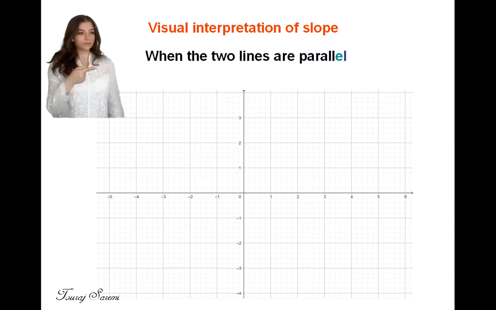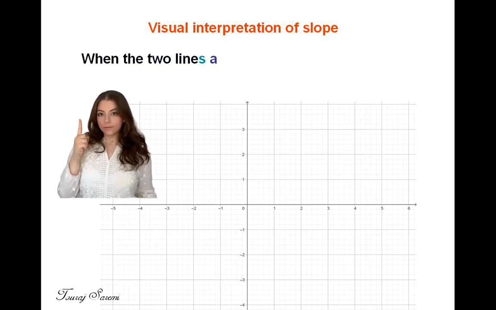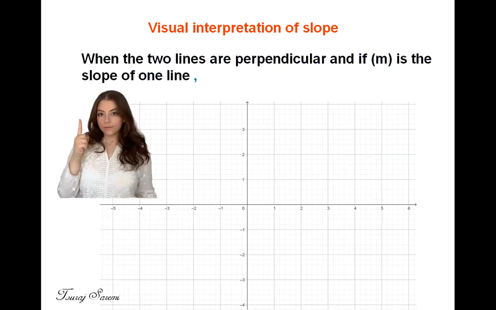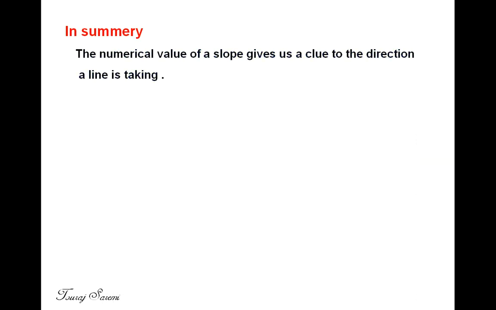When two lines are parallel, their slopes are equal. When two lines are perpendicular, and if m is the slope of one line, the additive inverse of the reciprocal of m is the slope of the other line. In summary, the numerical value of a slope gives us a clue to the direction a line is taking. The following diagrams illustrate this notion.